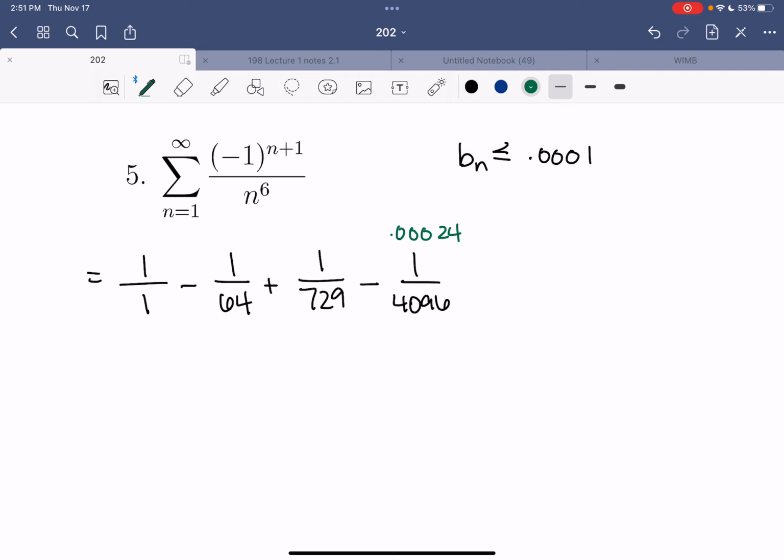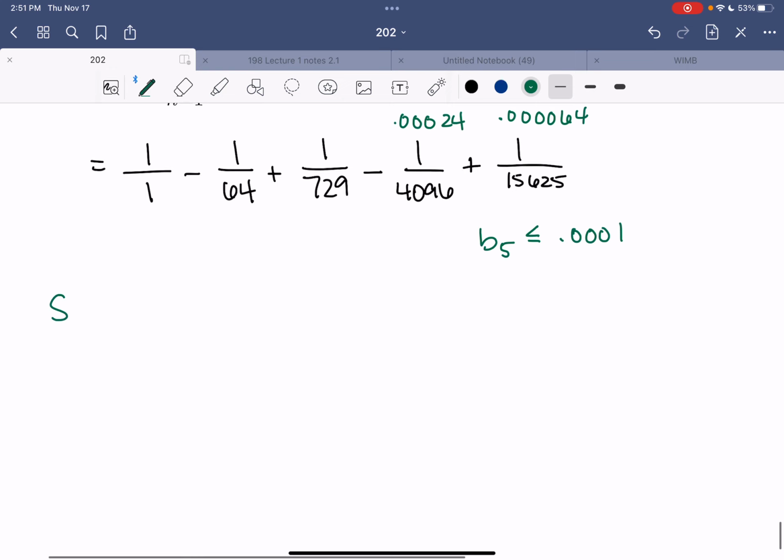That was my 4th term, so 5 to the 6th is going to be plus 1 over 15,625. And that turns out to be 0.12364. So that's the one that we want. And that is 1, 2, 3, 4, fifth term. So B5 is less than or equal to 0.0001. And that tells me that my S4 is accurate enough.